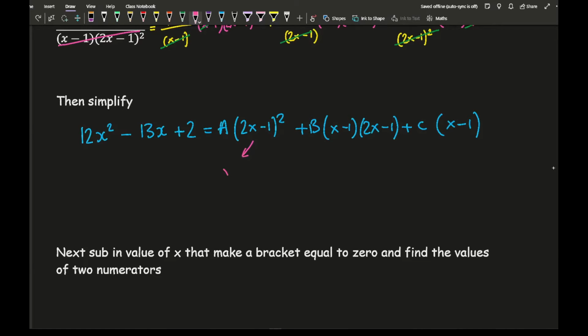So for this, I need to make x equal to a half. For this bracket, I need to make x equal to 1. This one again is going to be x equals a half, and there we go. So we've got 2 possible values.